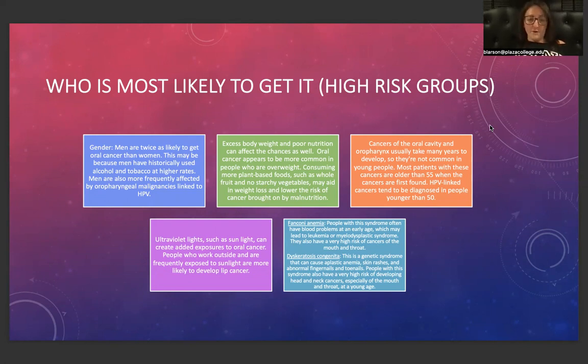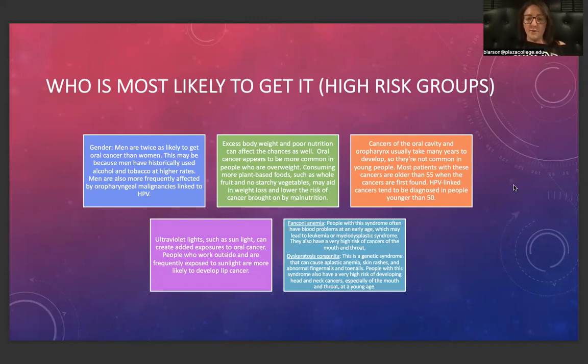Excess body weight and poor nutrition can affect the chances as well. Oral cancer appears to be more common in people who are overweight. Consuming more plant-based foods such as whole fruit and non-starchy vegetables may aid in weight loss and lower the risk of cancer brought on by malnutrition.